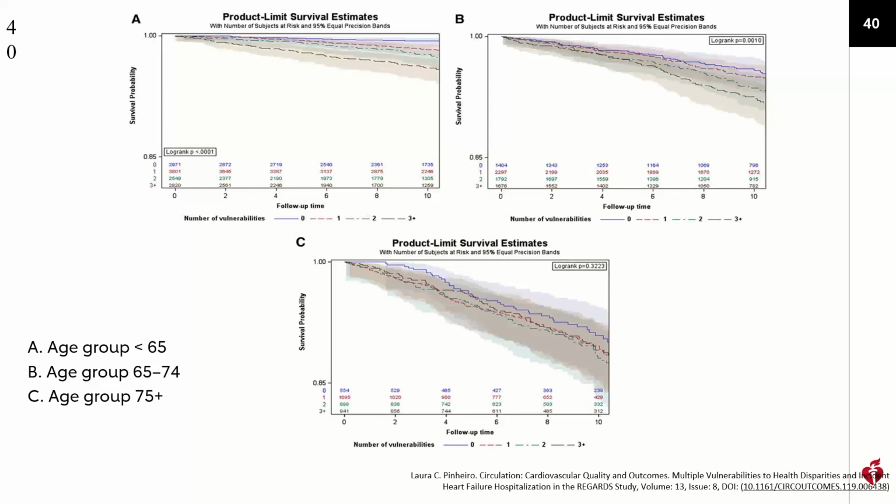And of course, our older people would not benefit to the same degree. But in terms of vulnerabilities and the social determinants of life, dealing with those things really has as a sequela an improvement in survival. Next slide, please.